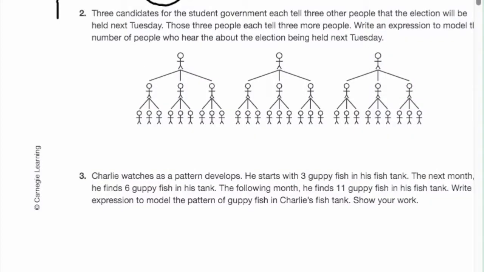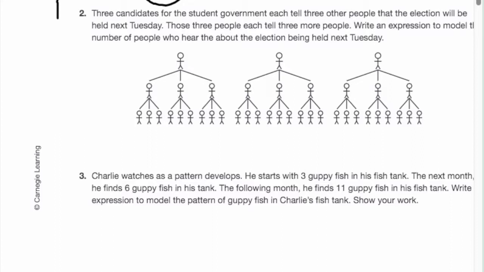Problem number 2 says you have 3 candidates for student government. Each tells 3 people that the election will be held next Tuesday. Those 3 people each tell 3 more. Write an expression to model the number of people that will hear about the election by next Tuesday.